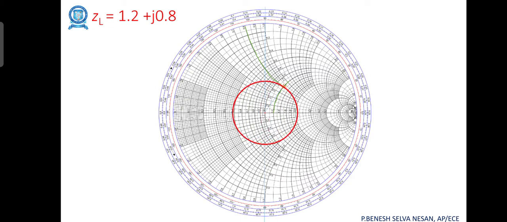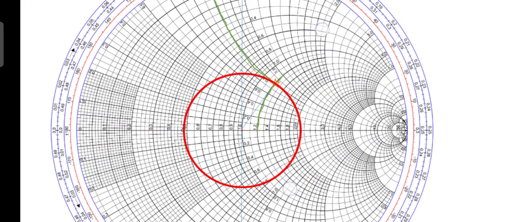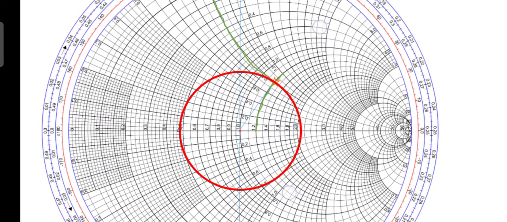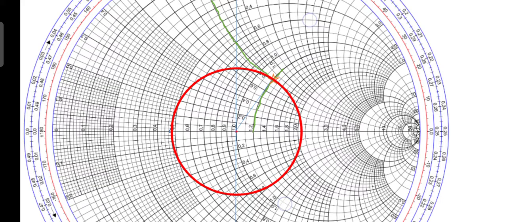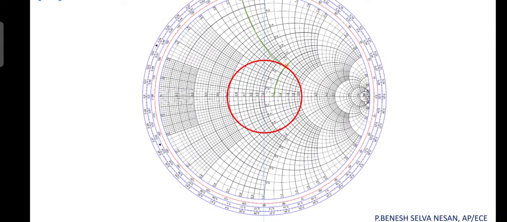Now we can find the value of SWR. SWR is the standing wave ratio, and it is located on the horizontal line, on the right side, where the circle intersects the right side of the horizontal line. Here I am getting it as 2.1. See, this red circle intersects the horizontal line at the point 2.1. So the SWR value is 2.1 here.